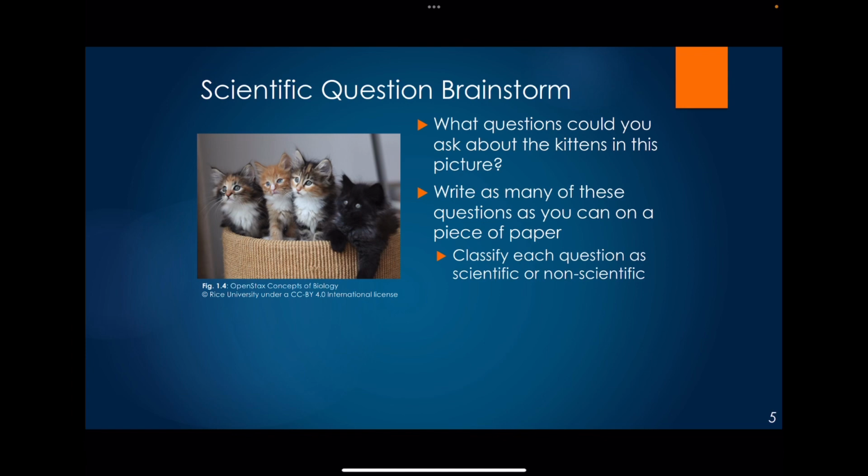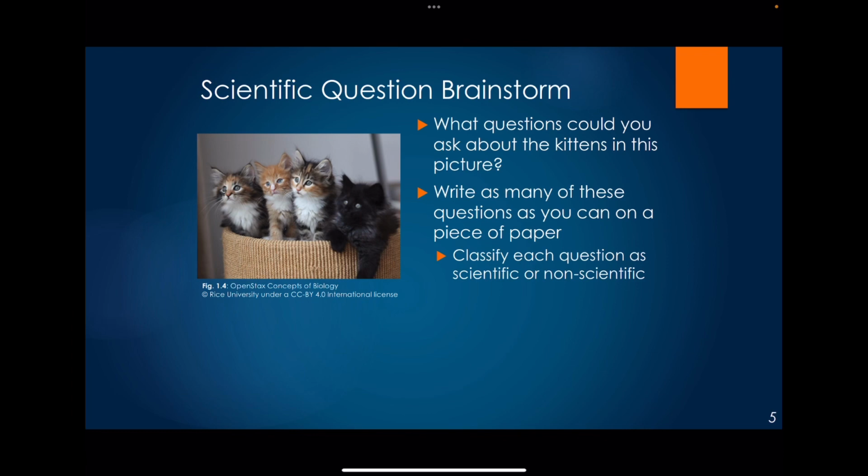So here's a picture of a bunch of kitties, right? It wants you to come up with questions that you would ask about these kittens. Could be anything, as many as you can. Maybe put yourself on a minute timer, and then I want you to classify the questions that you made as being scientific or not scientific.